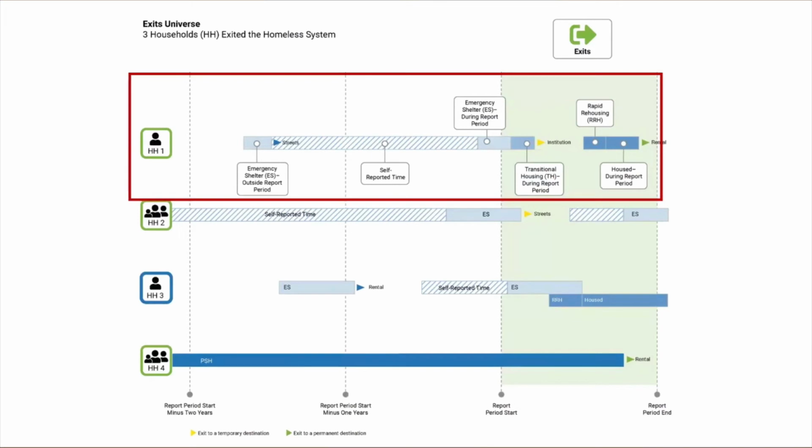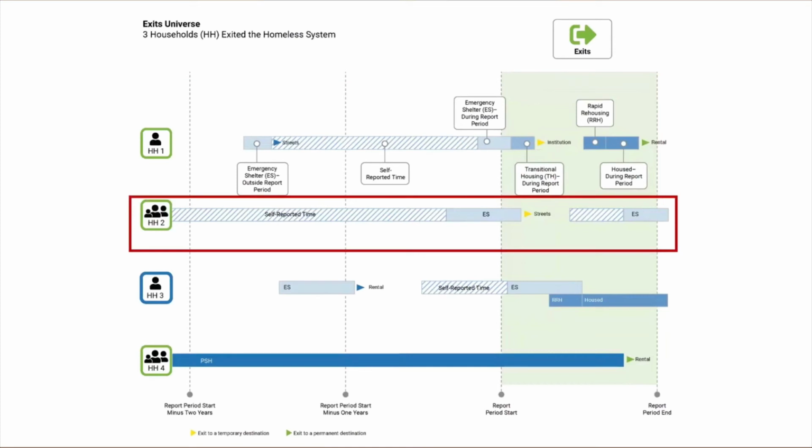Household 1 exited 3 projects during the report period and had 2 system exits. Household 1 is included in the exits universe, and their last exit, the exit from rapid rehousing to a permanent destination, is included in the exits universe. Household 2 exited the homeless system from an emergency shelter project to the streets. Though they subsequently returned to the homeless system during the report period, because the return was more than 14 days after the exit, it is counted as a system exit and is included in the exits universe.